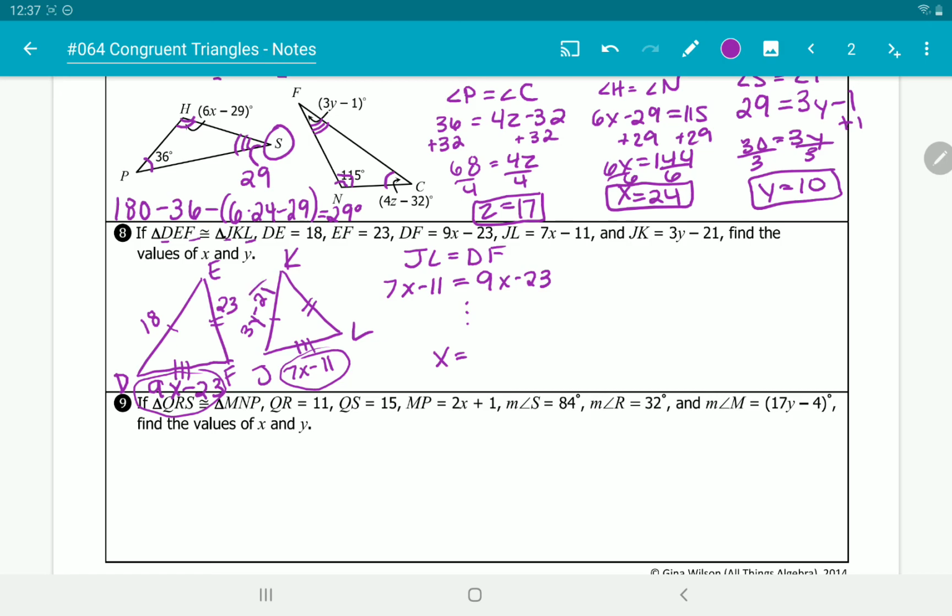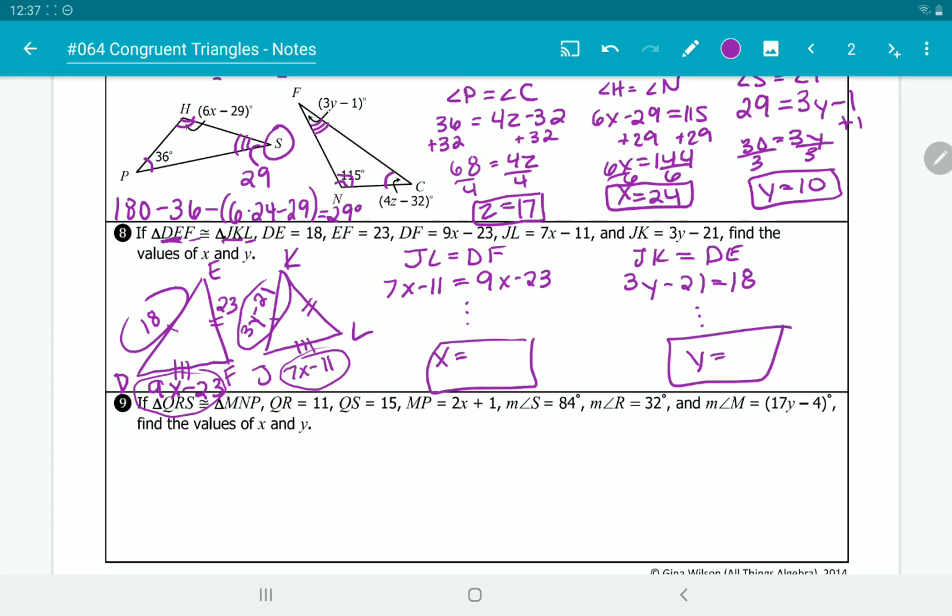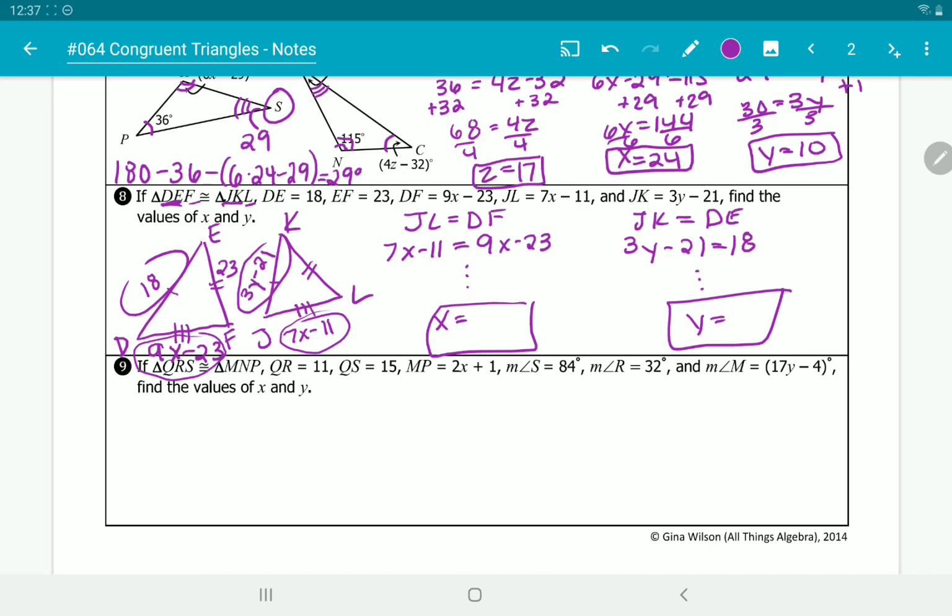And then if we're looking for y, we have this JK side. And we know it's going to be the same as this DE side, because it's marked in here, because DE and JK are in the same positions in the congruency statement. And so JK here is this 3y minus 21, and DE is 18. And so from there, you just have to solve for y. So go ahead and finish those two up and work down until you can solve for x and y, sorry, the variables.